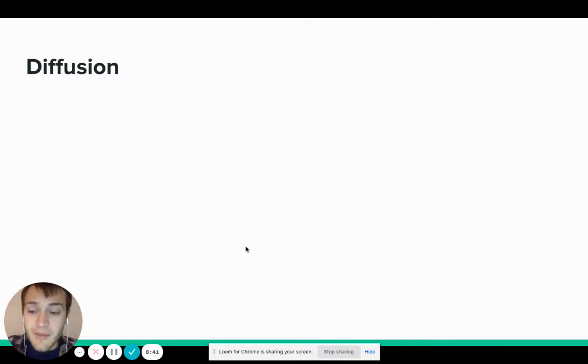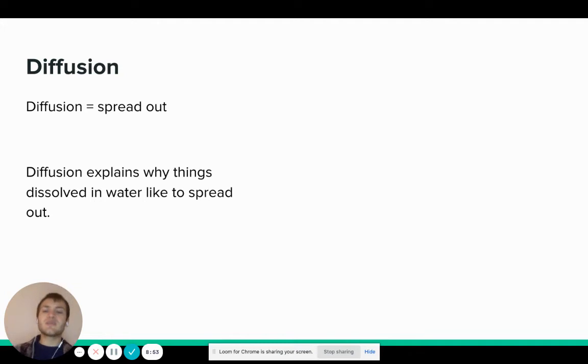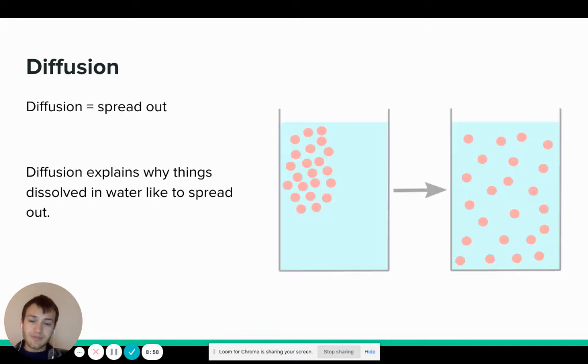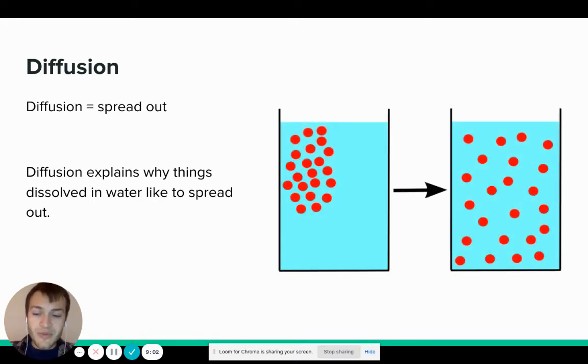All right. The next way that carbon moves is through a process called diffusion. Diffusion means spread out. Diffusion explains why things dissolved in water like to spread out. So, for example, if you take a spoonful of sugar and dump it in a cup of water, don't stir the cup, and just walk away, when you first dump the sugar it's all going to go down to the bottom of the cup and kind of pile up there.